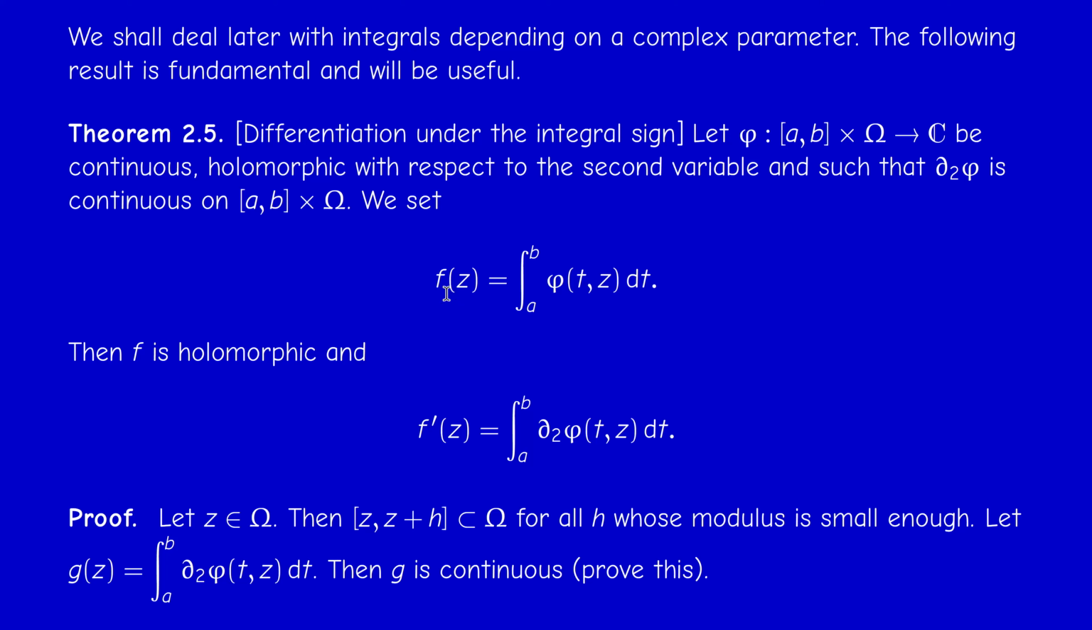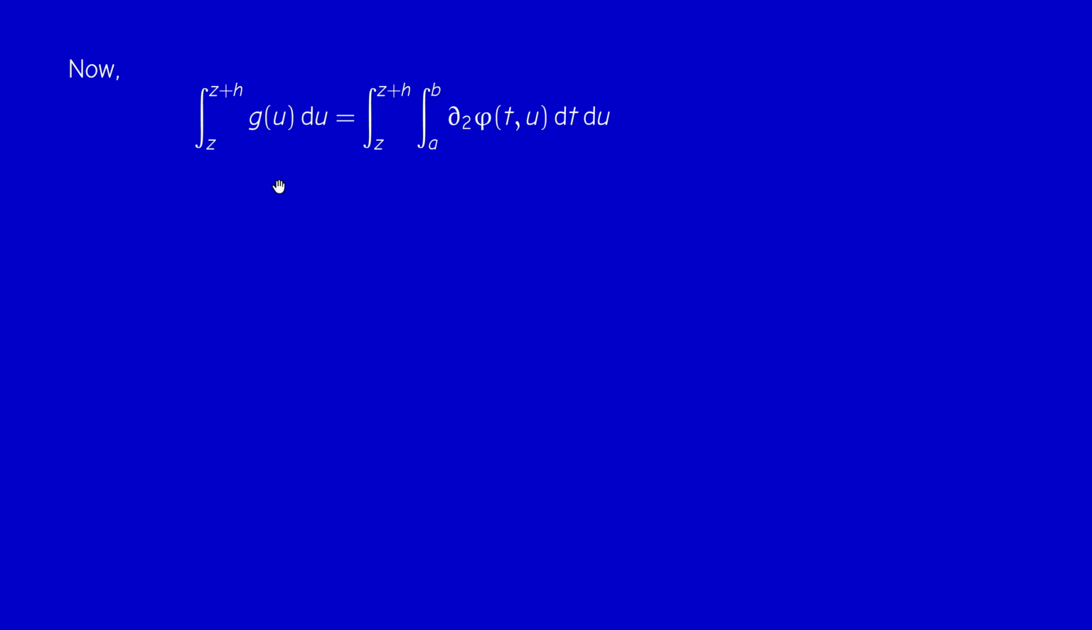So I will consider the Newton's ratio (f(z+h) - f(z))/h. But first, let me do a trick. If you integrate g from z to z+h, where the variable of integration is called u because z is fixed, this is just the integral over the straight line segment joining z to z+h. If you replace g by its value, you get a nested integral. Everything here is continuous, and these are just Riemann integrals over rectangles. So Fubini's theorem applies and tells us that we can interchange the order of integration.